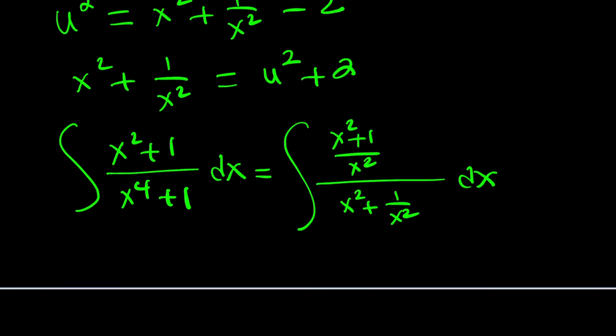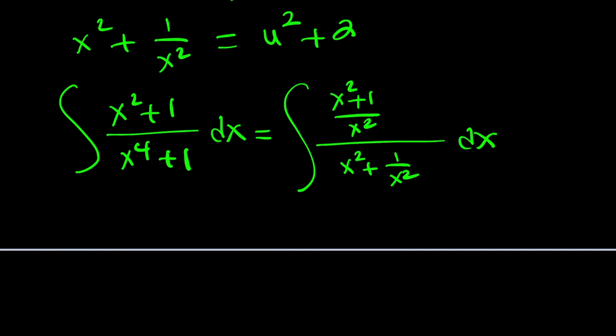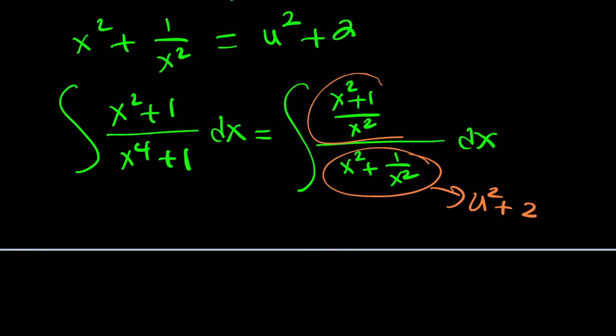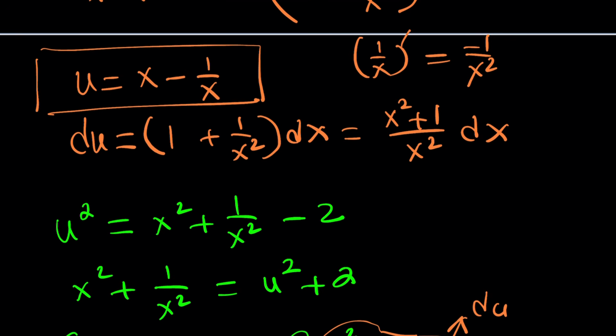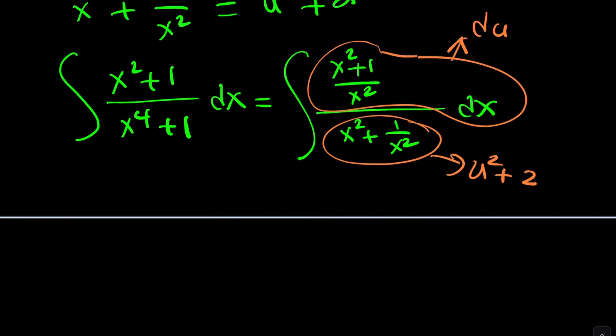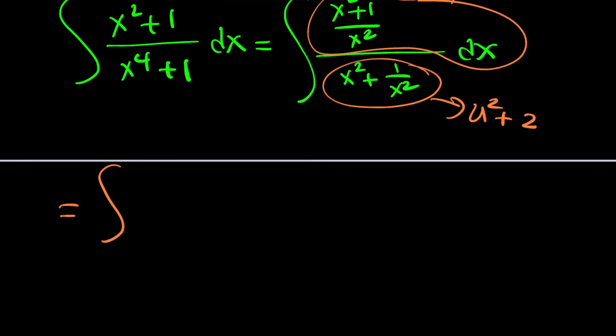Beautiful. Now take a look at this. This is u squared plus 2, isn't it? And this is du. Awesome, right? Where did that come from? Remember when we called u equals x minus 1 over x, we differentiated, made a common denominator, and that's what we're getting from here. And this is super clean, don't you think? Now we get du divided by u squared plus 2, which is actually a fairly easy integral.